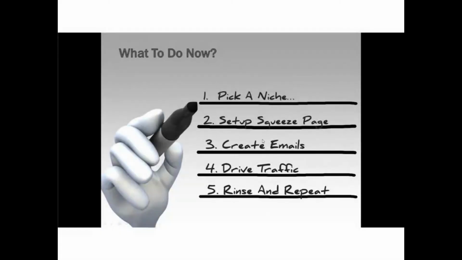So what you need to do now is you need to pick a niche, set up your squeeze page for that niche that gives something away for free, create your emails, load them into your autoresponder, then start driving traffic. While you're driving traffic, you also need to be rinsing and repeating this and creating more of these squeeze pages within niches within your niche. Or, like I said, you can go to totally different niches.